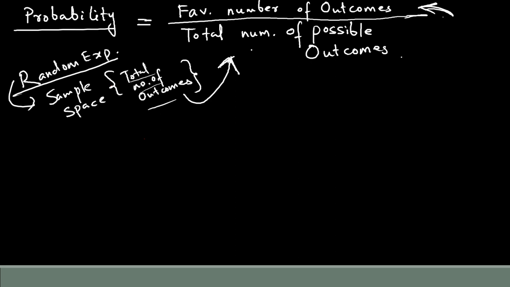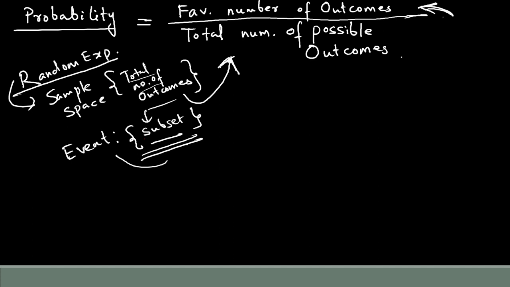So this is the denominator. For the favorable number of outcomes, say now you perform an event. The event is a subset of the sample space. This is your favorable number of outcomes with respect to this event, and this will come in the numerator. This is the general rule we will follow.